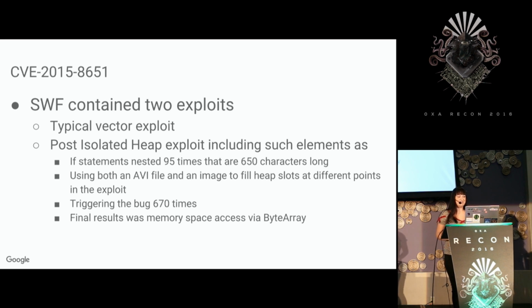And it included such elements as if statements nested 95 times that are 650 characters long, using both an AVI file and an image to fill heap slots at different points in the exploit, triggering the bug 670 times, and then eventually they corrected the checksums on a byte array, and that's how they got read-write memory access. So there's kind of two things to learn from here. One is that this didn't prevent exploitation, but two, they had to really, really want to do it. You can just see how much work this was compared to the vector exploit.